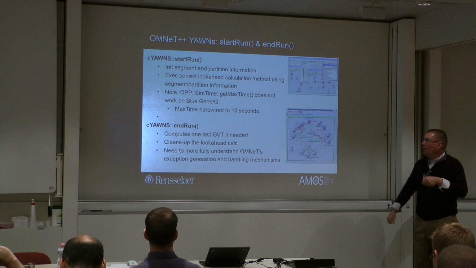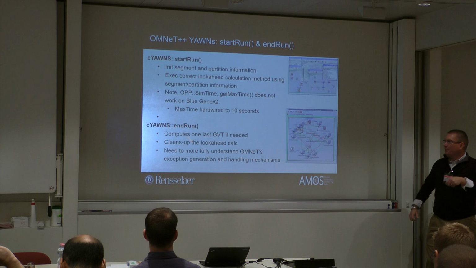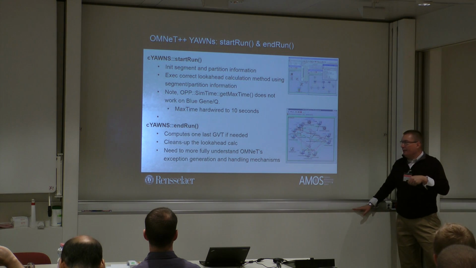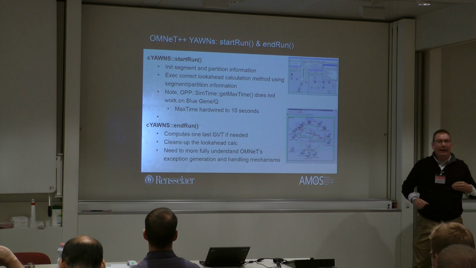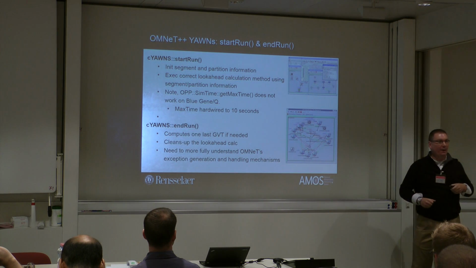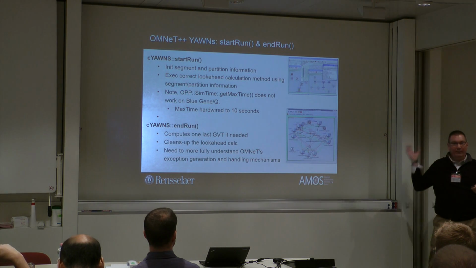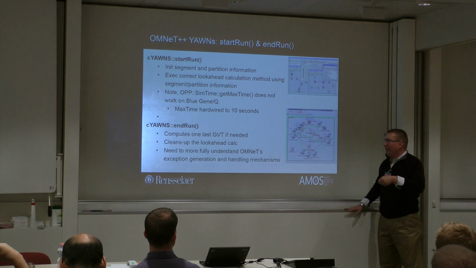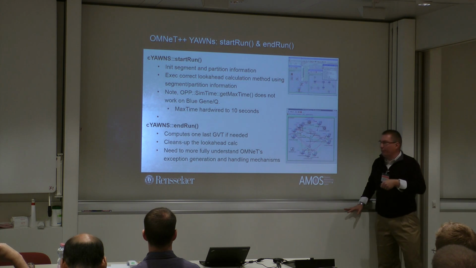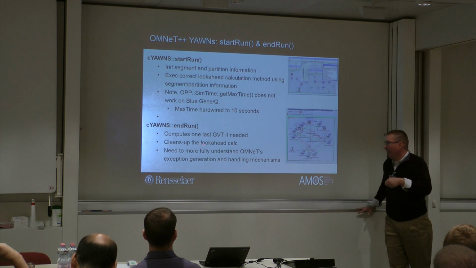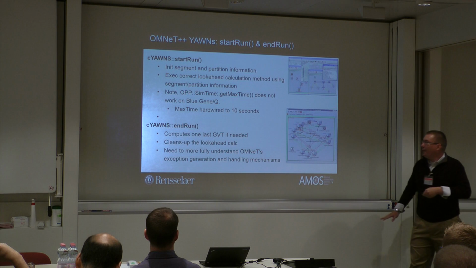In the case of end run, this is still a work in progress. It deals with exceptions partially, but it's going to compute one last global virtual time if needed. Essentially, if one rank decides to do a GVT, all ranks had better be there because these collective operations deadlock effectively. If somebody tries to exit or leave, you leave everybody else hanging. And so we need to make sure that everybody participates in every single global virtual time calculation. We also clean up the look-ahead calculation, so that's what we're doing there in end run.